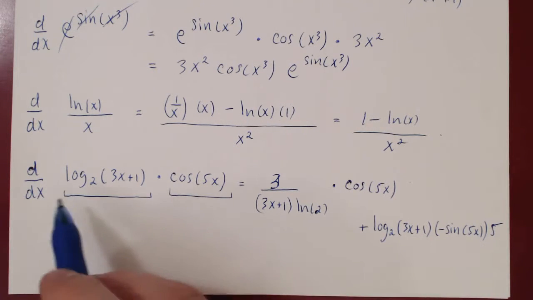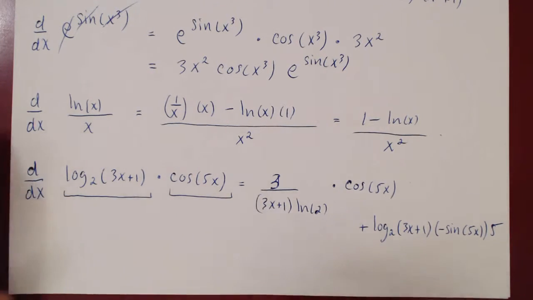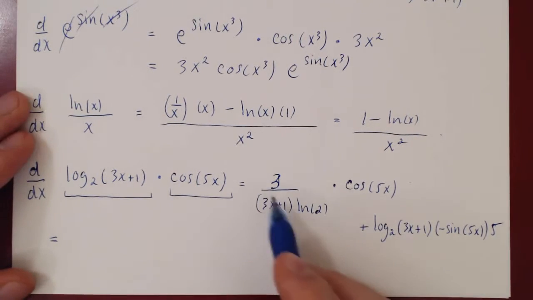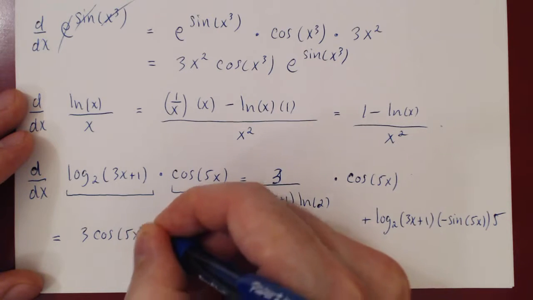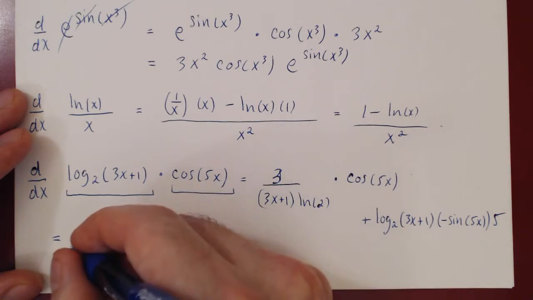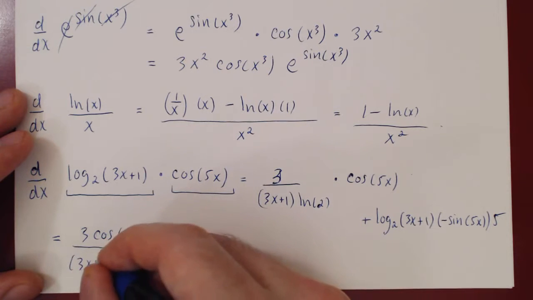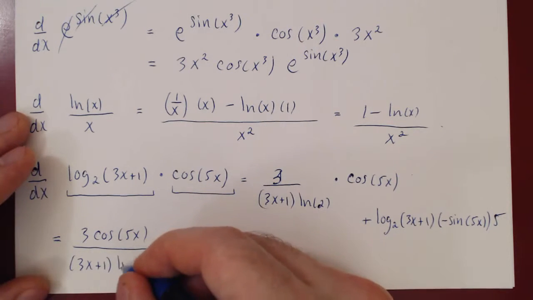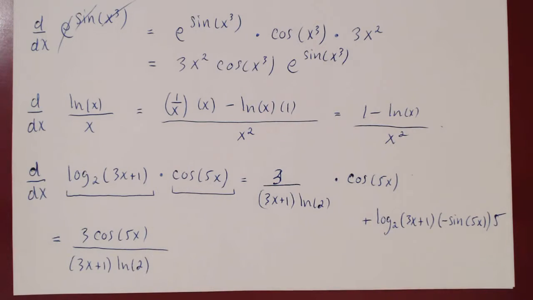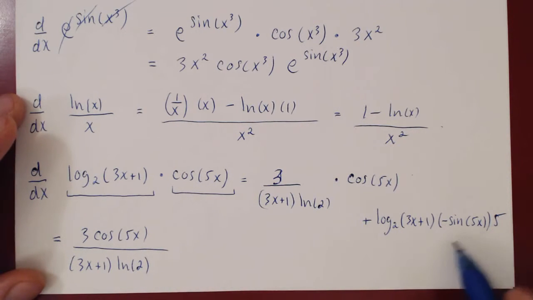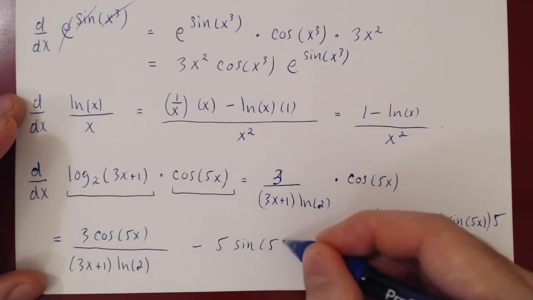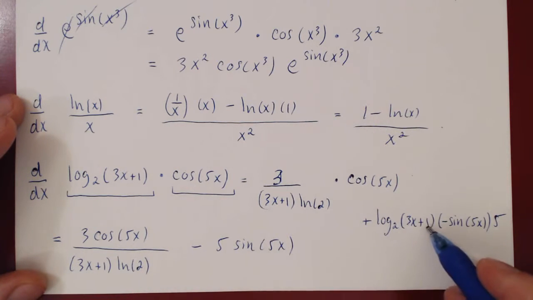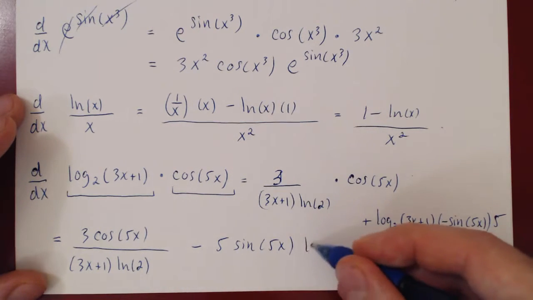This is the derivative of log base 2 of 3x plus 1 times cosine of 5x. If we rearrange a little bit, we'll have 3 cos of 5x over 3x plus 1 ln of 2. And here we'll have a minus 5 sine of 5x. So minus 5 sine of 5x times the logarithmic function of 3x plus 1 base 2.